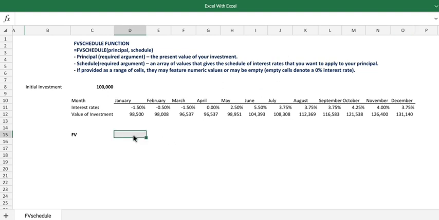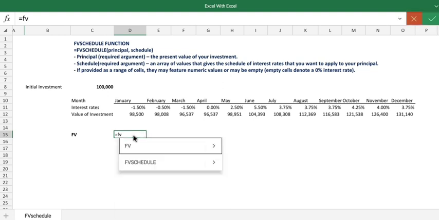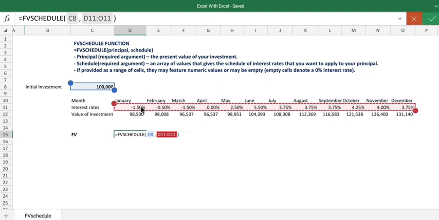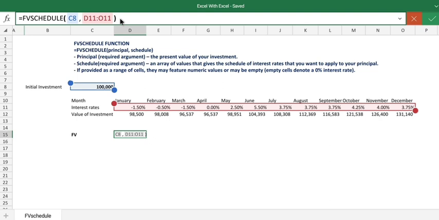To find the future value, we use equals, then FVSchedule. This will pop up. Then the principal is this amount, which is the investment that we are making. Then we select the series of interest rates that we want to use. Once we do that, it is done, and we can just press enter.